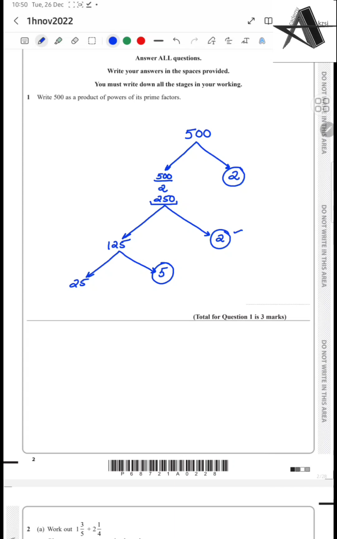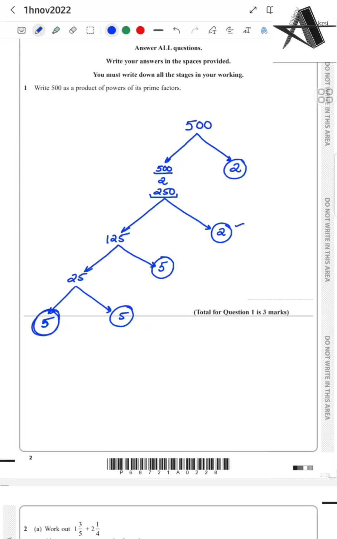Now again, split 25 into two parts, this one and this one. I have to write the smallest prime number here, which is 5, and circle it. And 25 over 5 is 5. This is a prime number, so encircle it right away.